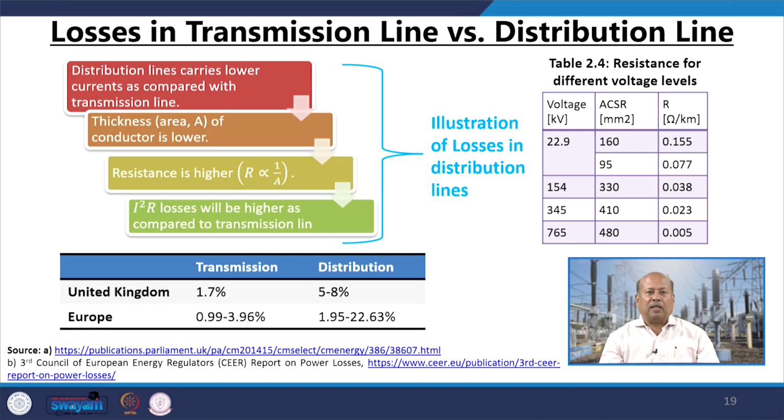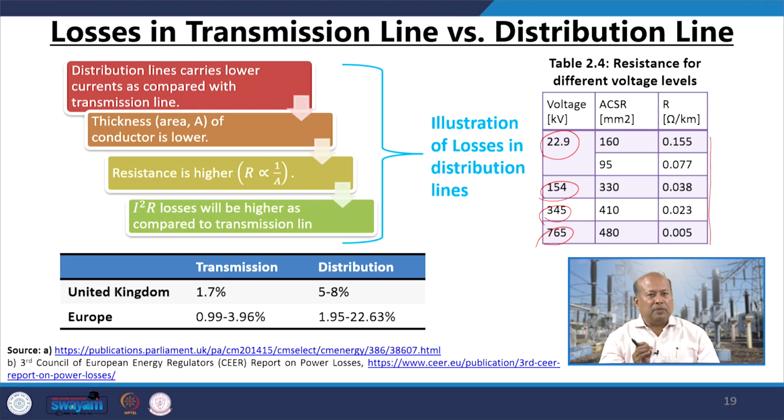Now, losses of transmission versus distribution lines. That is again interesting. First of all, try to understand the values of resistance at each voltage level. Again, when the voltage goes from 22 kV to 150 to 350 to 765, you can see that the resistance keeps on reducing. When the resistance keeps on reducing, the losses also keep on reducing. So, what does it mean? For a high voltage system, the losses are extremely low.